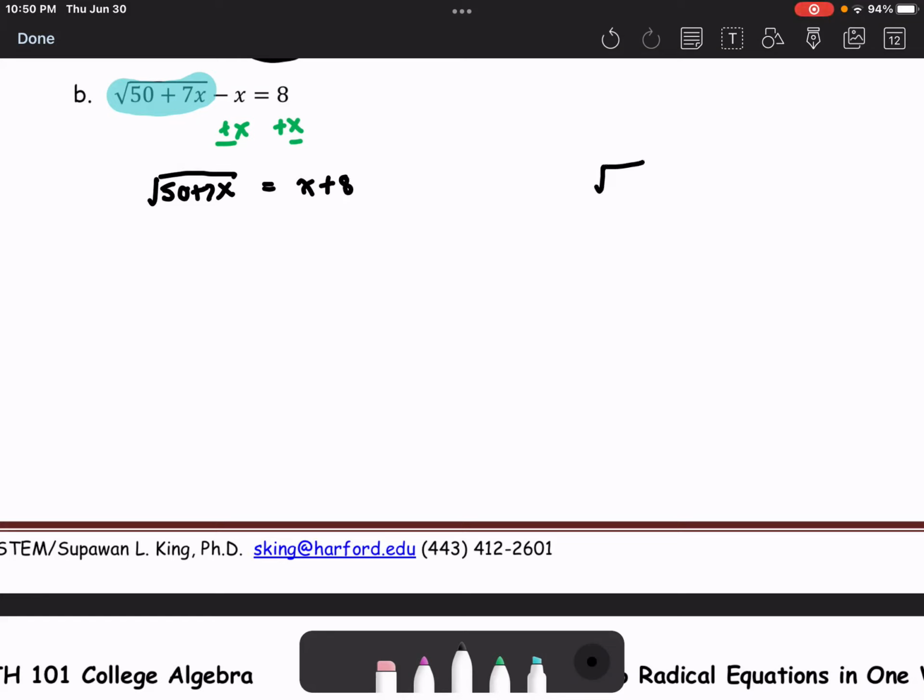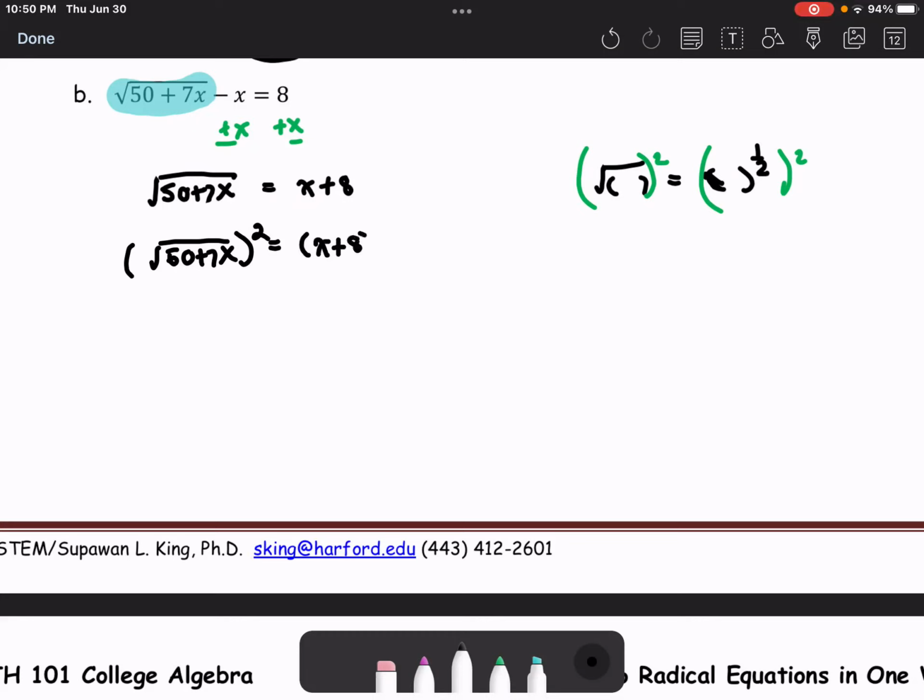So the square root means the quantity raised to the power 1/2. To undo the square root, we are going to raise to the power 2. So that will make the radical form disappear. So the next step, we are going to raise both sides to the second power. The whole quantity on the left, the whole quantity on the right, raised to the second power.